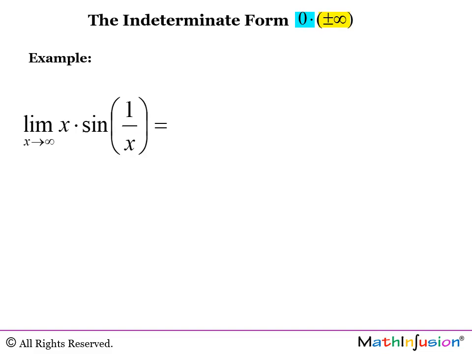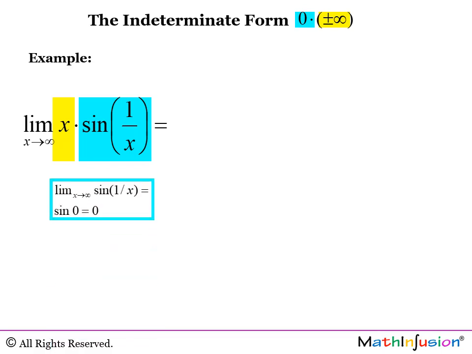And here is another example of the same indeterminate form. Limit of x times sine of 1 over x when x approaches infinity. You can see that x approaches infinity when x approaches infinity, and sine of 1 over x when x approaches infinity is sine of 0, which is 0.